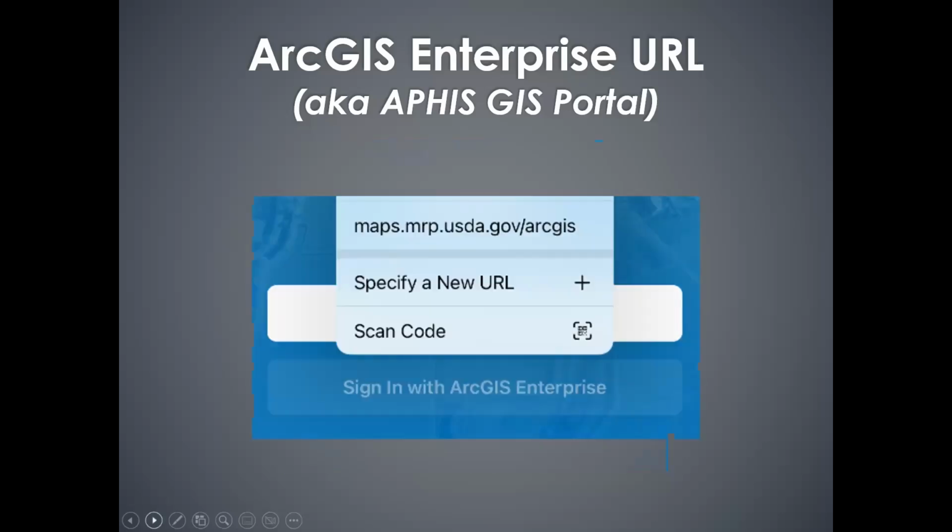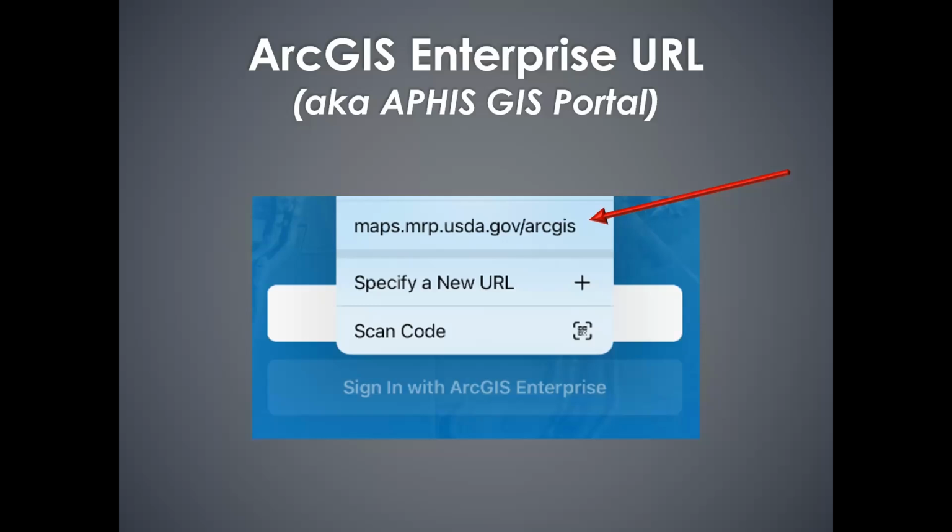And then when you select that button, you'll get these options: specify a new URL or scan code. And we always tap specify a new URL, and then we'll manually type that in using a keyboard. Some of you with eagle eyes see that there's already a URL showing up here. I'll give it a little arrow. That is ArcGIS Field Maps trying to help you out. Once you've typed in that URL, the next time you tap sign in with Enterprise, this pops up with the URL saved there, and then you just tap the URL.